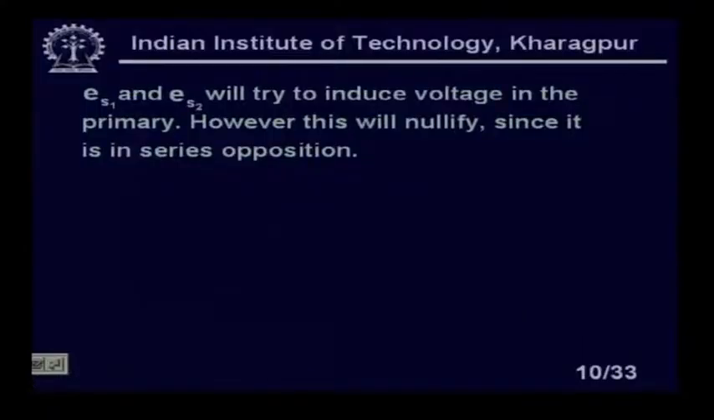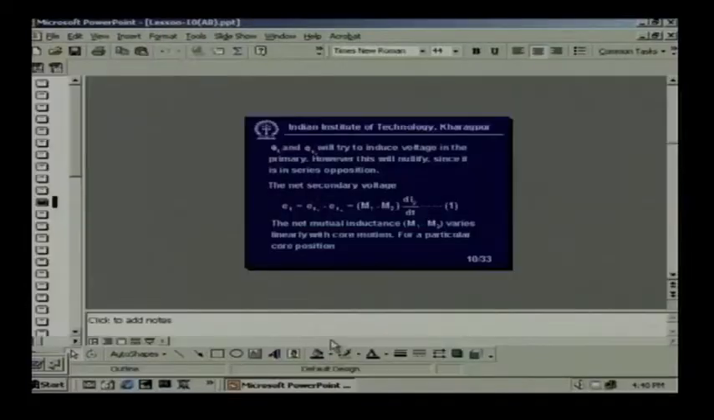Now see, ES1 and ES2 will try to induce a voltage in the primary. However, this will nullify since it is in series opposition. What are ES1 and ES2? Already we have seen. So ES1 and ES2 will try to induce a voltage in the primary, and this will nullify since it is in series opposition. Now, if I go back, you can see here, this is our basic equation.